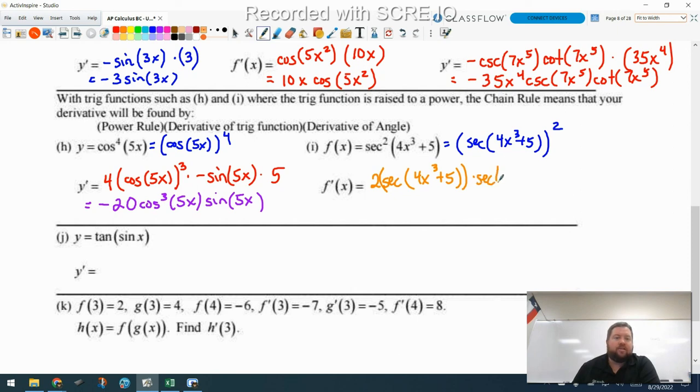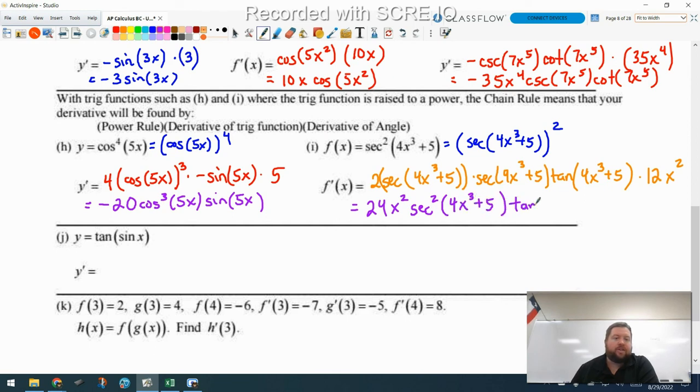The derivative of secant is secant of 4x cubed plus 5, tangent of 4x cubed plus 5. And then multiply by the derivative of 4x cubed plus 5, which is 12x squared. Let's clean this up a bit. 12x squared multiplied by 2 is 24x squared. Then I have a secant of 4x cubed plus 5 times another secant of 4x cubed plus 5, so secant squared of 4x cubed plus 5 multiplied by tangent of 4x cubed plus 5.